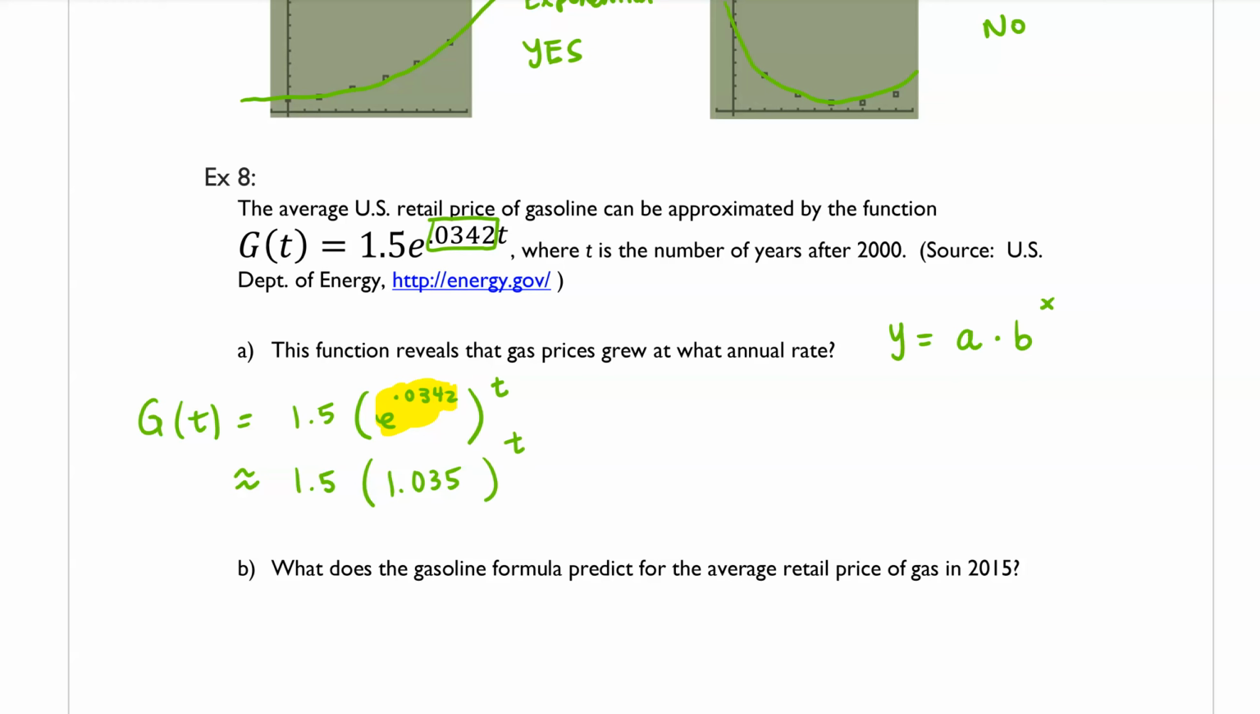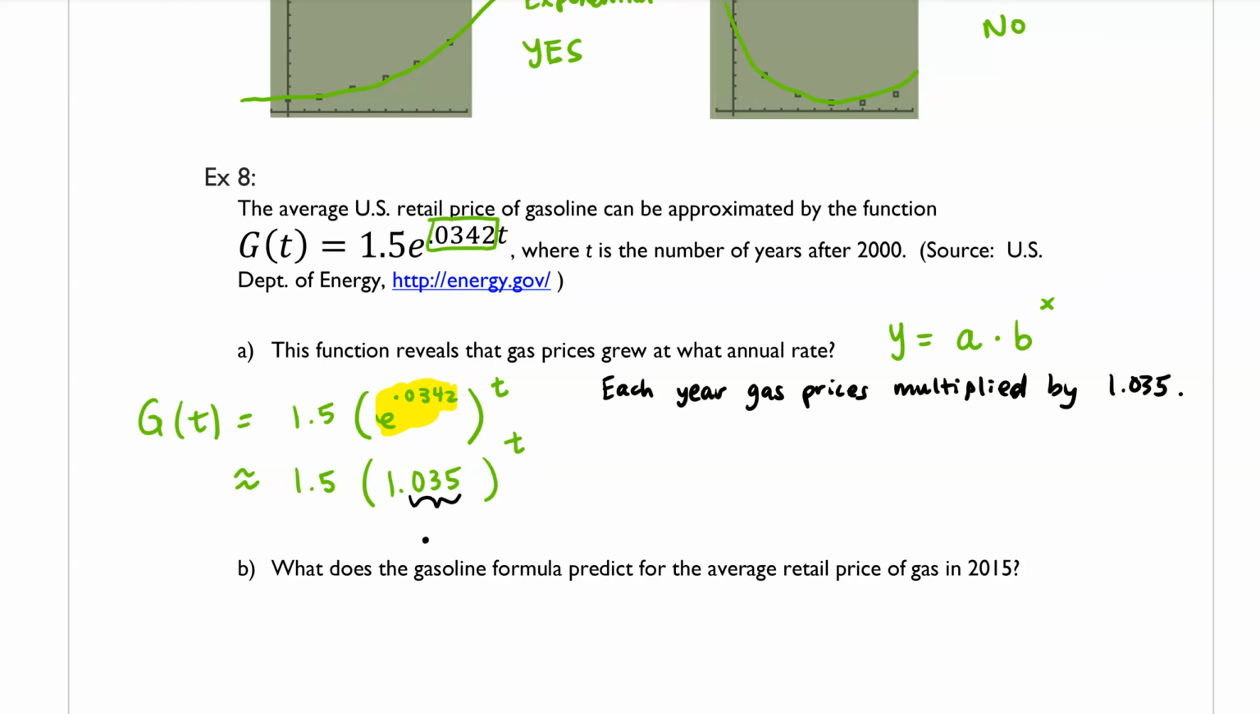So there's a couple ways that we could say this. The first way is we could say each year gas prices multiplied by 1.035. But more commonly, because it's between 1 and 2, when we multiply by numbers between 1 and 2, it's usually more common to talk about percentages, and the rate at which it grew is the number after the decimal point.